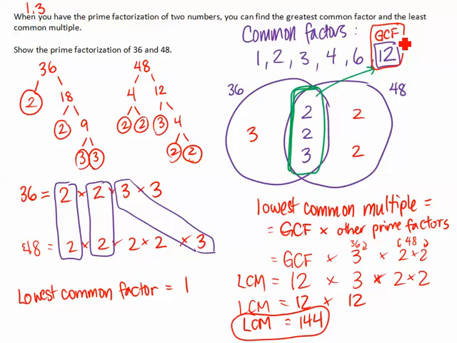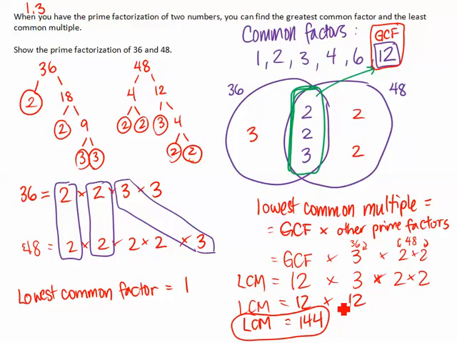Once I have my GCF and I create my Venn diagram to find that, I'll put my uncommon factors, the ones that were not being used, on the side. Now my lowest common multiple is basically my greatest common factor times all the unused prime factors, because that will generate our original numbers again. We needed this extra 3 to get back to the original 36, and we needed this extra 2 times 2 to get to the original 48. So we multiply the GCF times the uncommon factors, the 3, the 2, and the 2, and I will now get the lowest common multiple of 36 and 48.